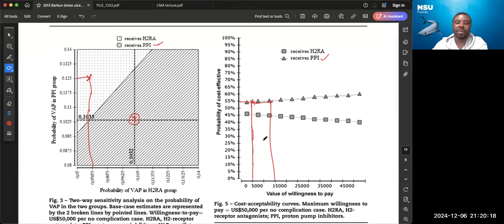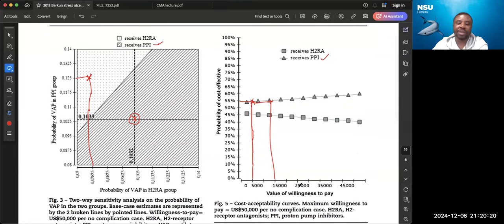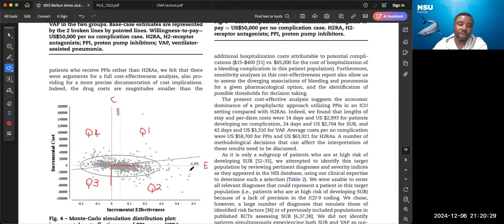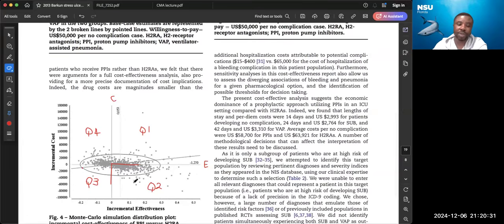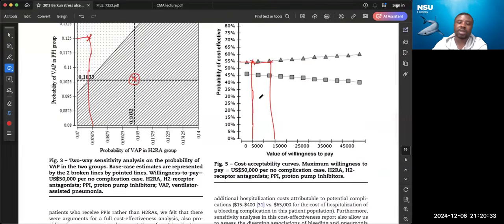For the cost acceptability curve, remember that this is a multi-way sensitivity analysis. This is not two-way, this is multi-way. This is also multi-way. This here is also multi-way.